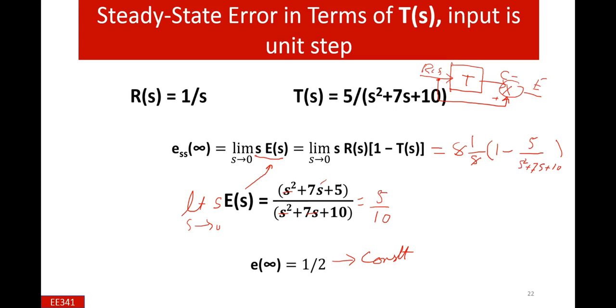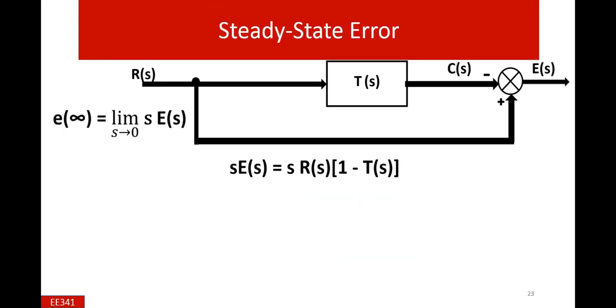It's your task. Try this one, and find what the steady state error will be. Then let's see in the next examples. So up to here, we have the steady state error in terms of the closed loop transfer function.